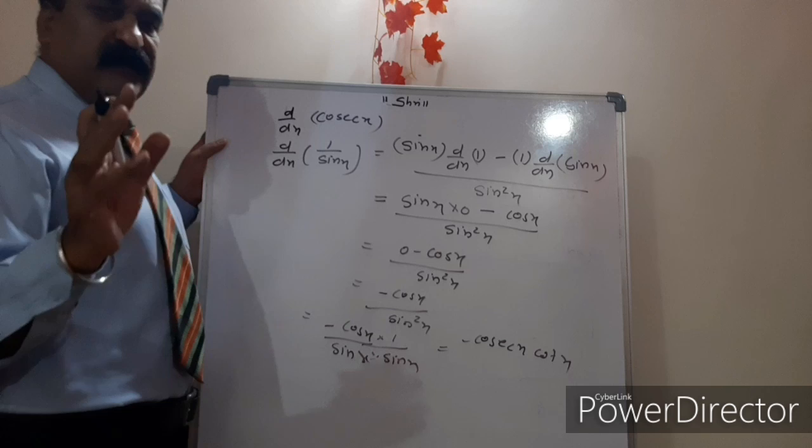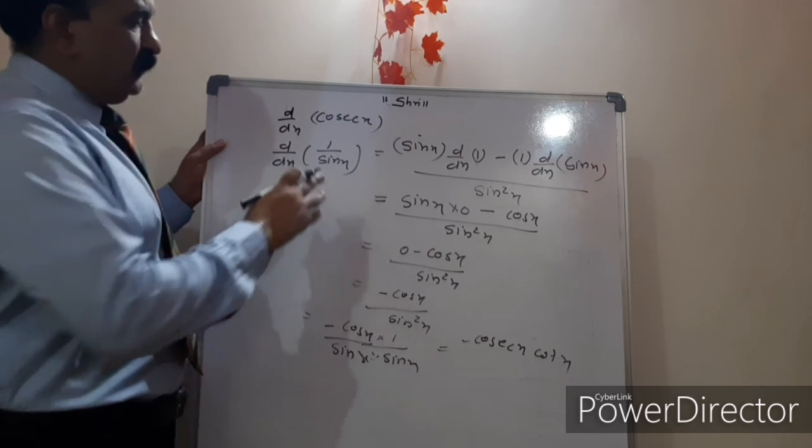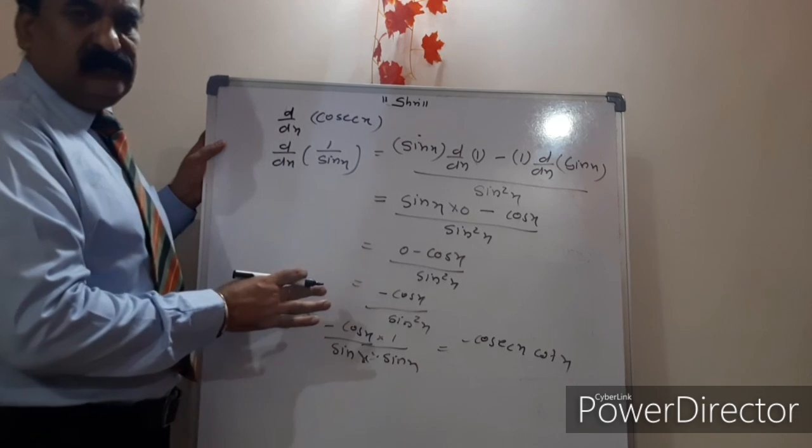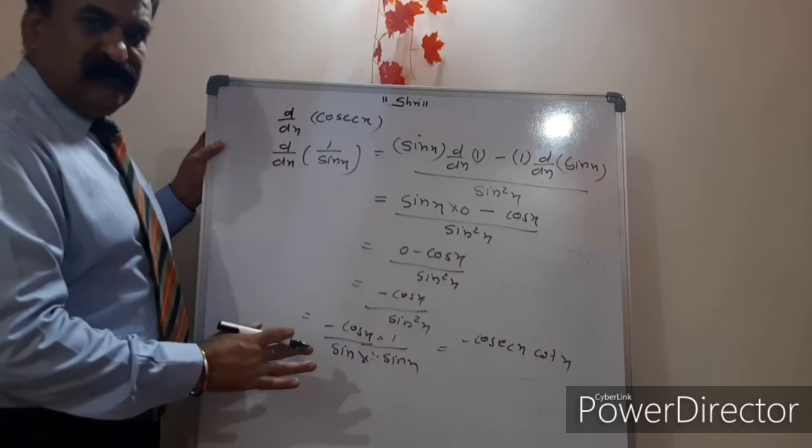Now you can find the differential coefficient of sec x also. You write 1 upon cos x and find it out. I hope this is clear.